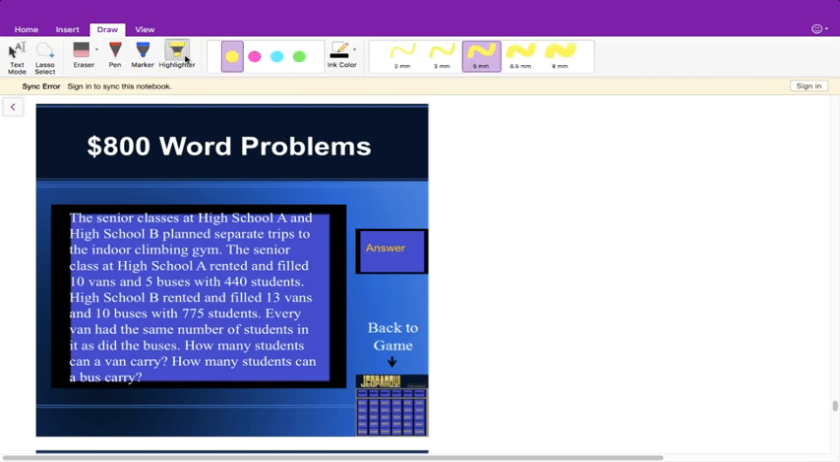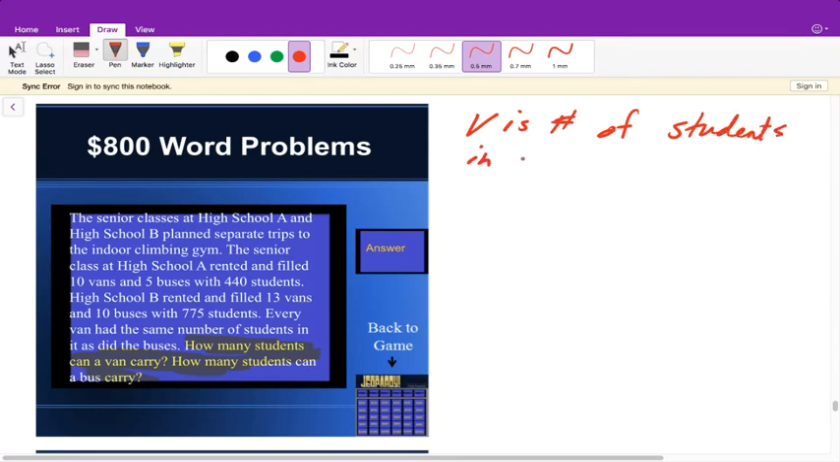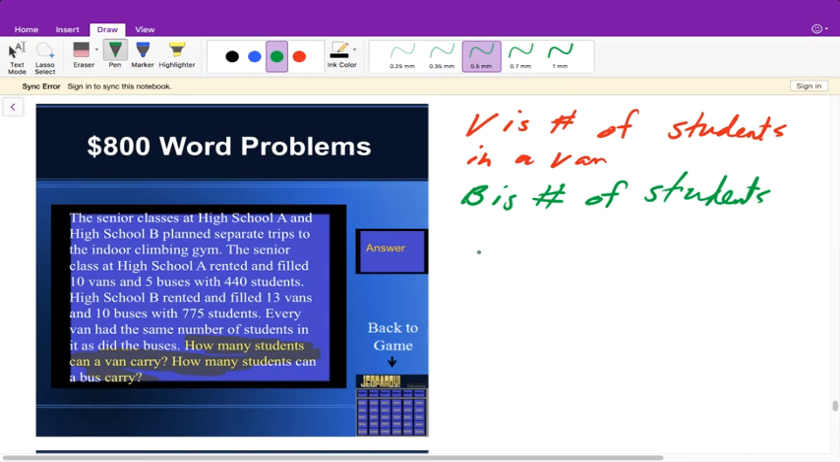The question is going to dictate what your variables are and how they're defined. So in this case, they're saying how many students can a van carry? So I'm going to say V is the number of students in a van. We're trying to figure out how many they carry, so when I say V is equal to something, that tells us how many students a van carries. And you can use any variable you want, X and Y. It doesn't have to be V. And then it says how many students can a bus carry. So B is going to be the number of students in a bus.